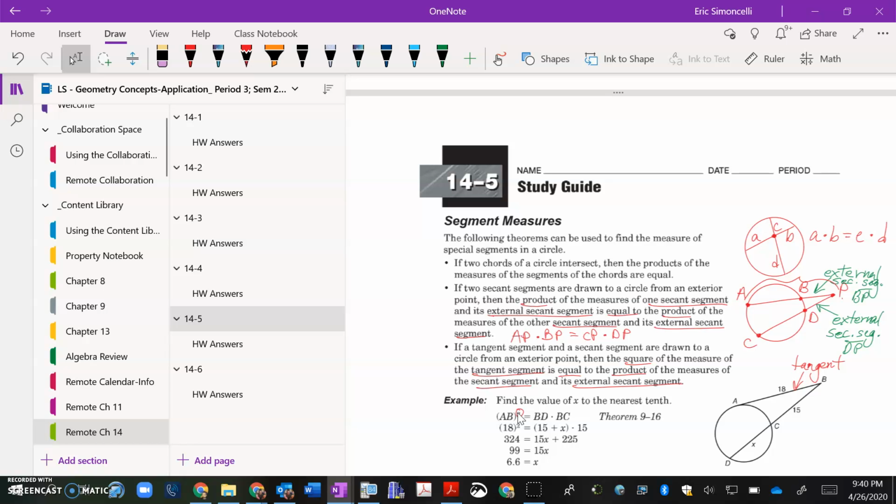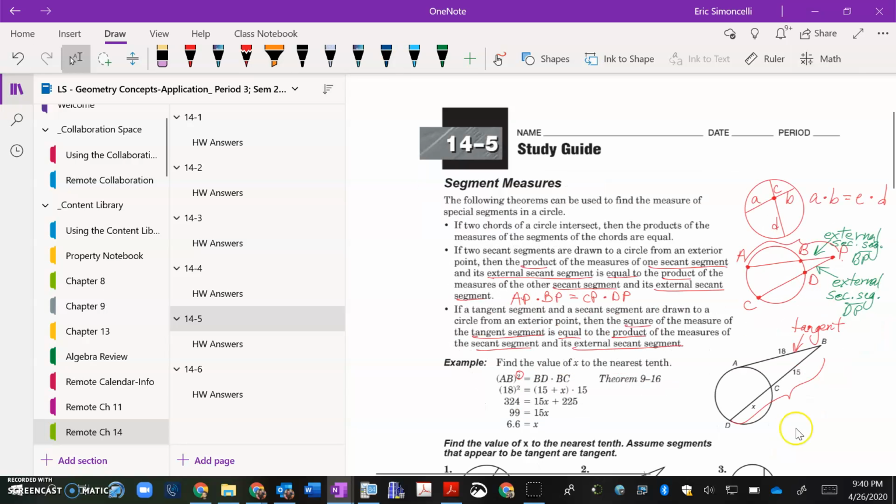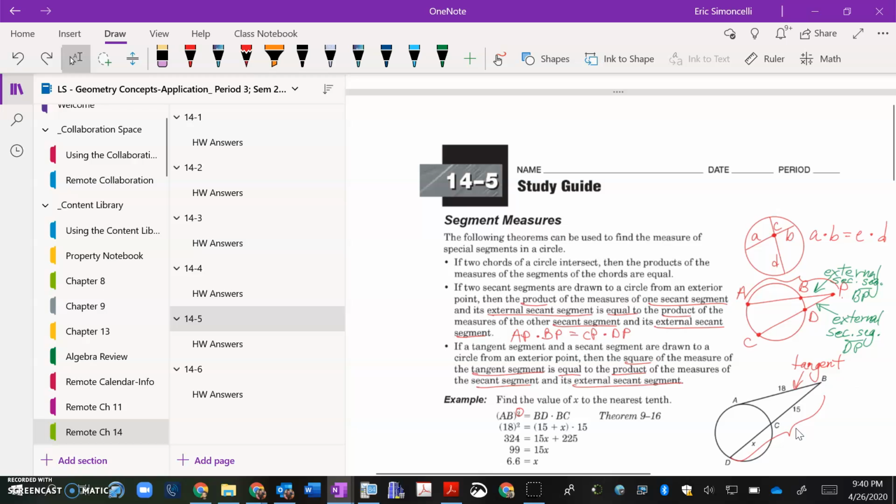And then that's equal to the product of the measures of the secant segment and its external secant segment. So I'm going to designate our secant, not the external secant segment, but the secant, as simply the entire value x plus 15. We don't know x, but that's going to be a part of our formula here in a moment. And the last bit here is the external secant segment, which would be this particular value of 15, and I'll designate it off separately again.